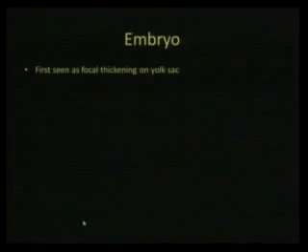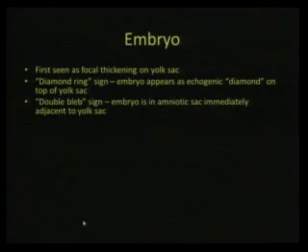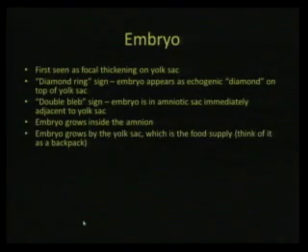The embryo is first seen as focal thickening on the yolk sac itself. There's something called the diamond ring sign. It's basically the embryo appears as an echogenic diamond on top of the yolk sac. So think of the yolk sac as a backpack with a bunch of food in it for the embryo. The double bleb sign: basically the embryo is in the amniotic sac immediately adjacent to the yolk sac. Again, the embryo is going to grow inside the amnion, and then it grows by the yolk sac. Again, think of it as a backpack. That's the food supply for the baby, the yolk sac.